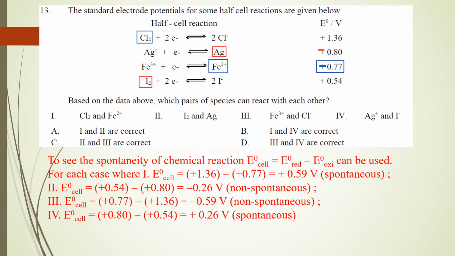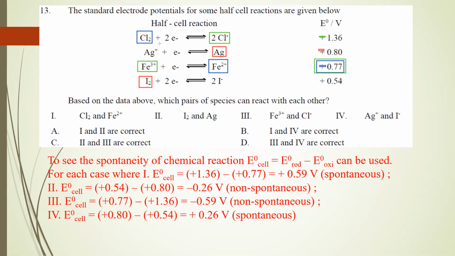Number 3, Fe3+ and Cl minus. So Fe3+ is this one, Cl minus is this one. So we reverse the Cl minus. So it becomes negative 1.36 plus positive 0.77. So eventually the E naught cell will be negative also. So the reaction is non-spontaneous.